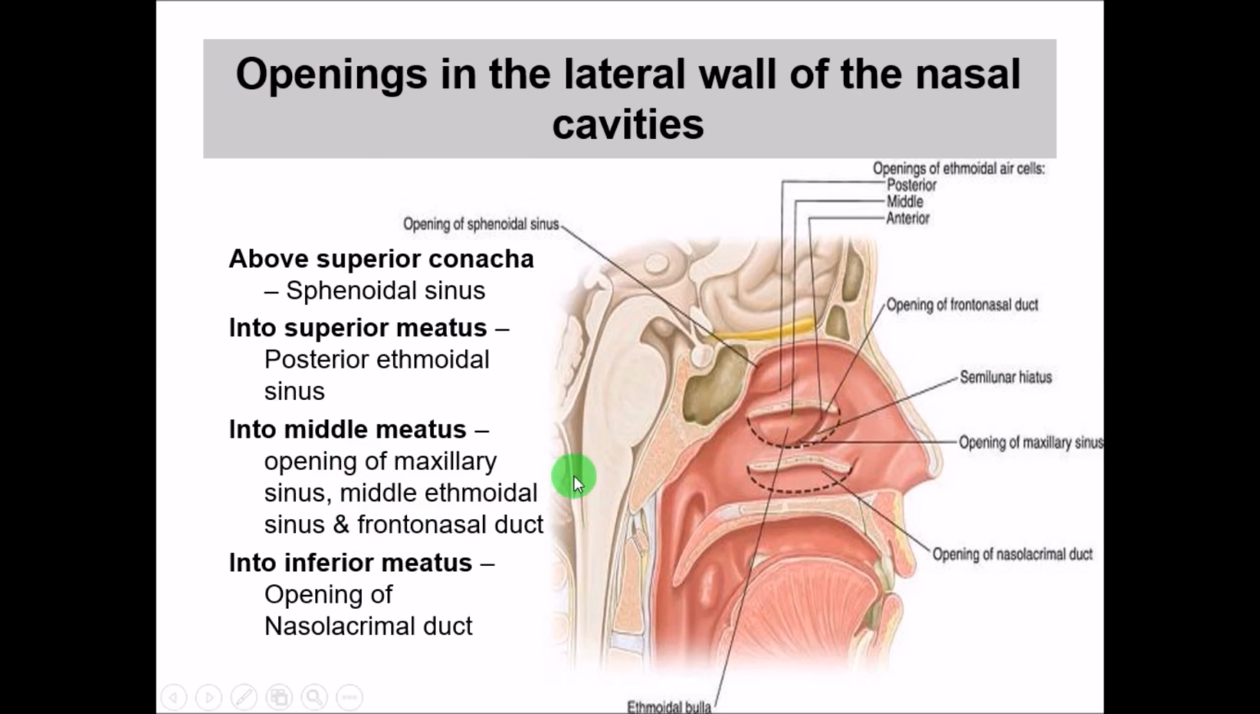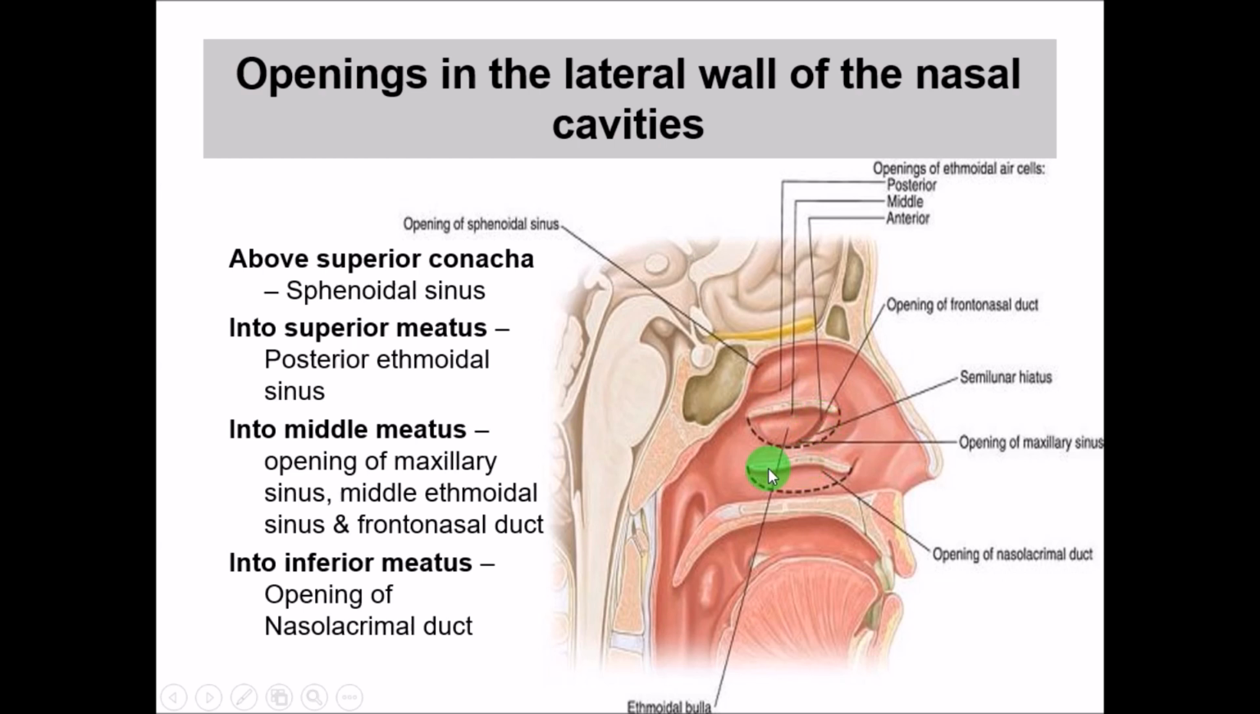Okay, so these are the openings. There are very important openings within the middle meatus. In the superior meatus there was only one opening, of the posterior ethmoidal air sinus, but in the middle meatus there are many openings. One is the elevation of the ethmoidal air sinus itself, that is called the ethmoidal bulla. Along with that, the openings for the maxillary air sinus, the anterior as well as the middle ethmoidal air sinus, as well as the frontonasal duct also.